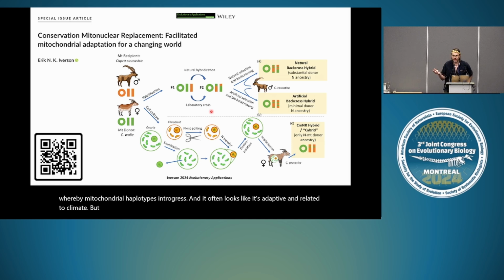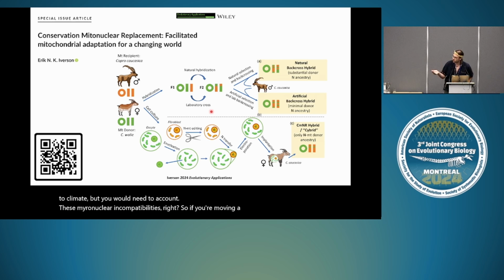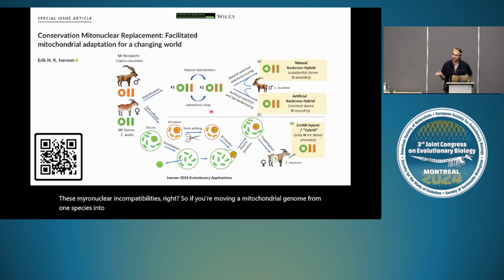But you would need to account for these mitonuclear incompatibilities, right? So if you're moving a mitochondrial genome from one species into another, you're going to cause incompatibility with the nuclear genes that are there. So the solution for dealing with this that I put forward in this paper would be, on the pathway along the bottom, you would essentially combine both mitochondrial replacement with editing of those key nuclear genes that interact with the mitochondria in a way that would allow you to overcome those mitonuclear incompatibilities and move mitochondria between species in a way that might be adaptive to do so.